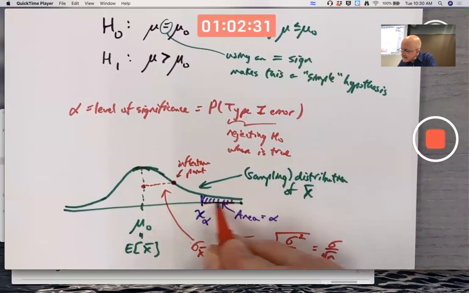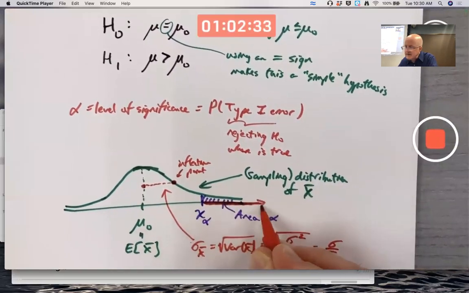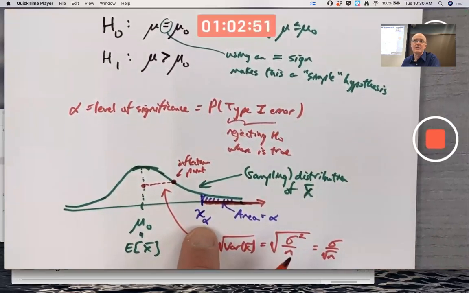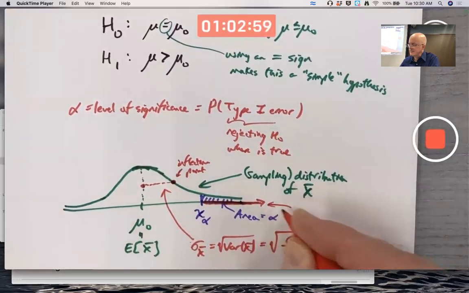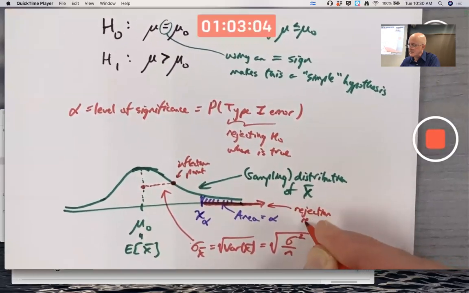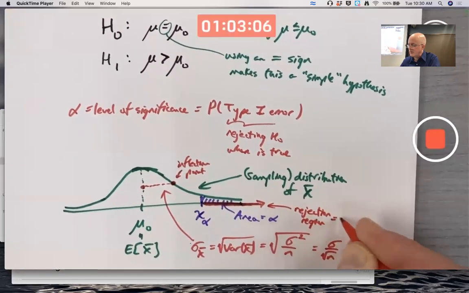The values of X along the number line to the right of X sub alpha are going to be the values of X that lead to rejecting the null. So we call it a rejection region. We also call it a critical region because it is critical for solving the problem, you might say. And the boundary point there is sometimes called the critical point or critical number or critical value. Rejection region or critical region.